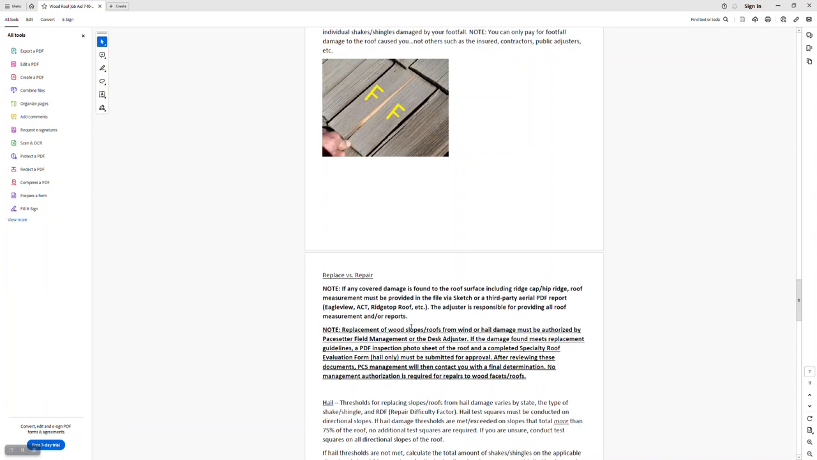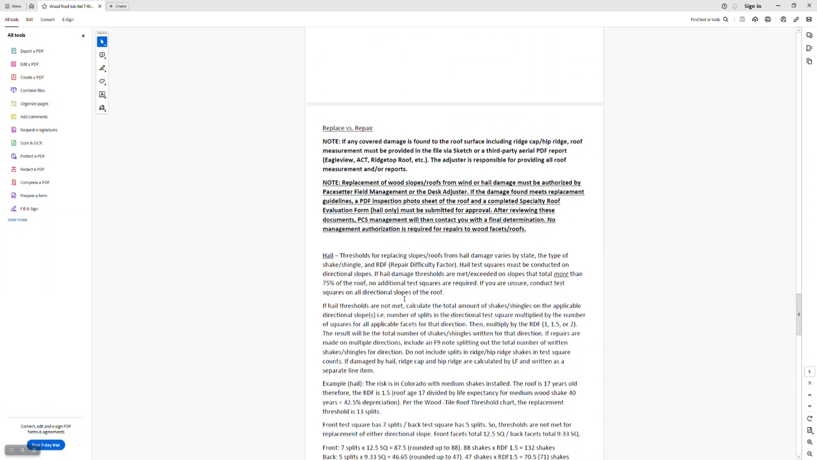That can vary again by how they want to handle wind damage to wood shake roofs. So again, check with your manager about what the carrier's guidelines are and any special requirements on how they want you to handle repairing versus replacing.